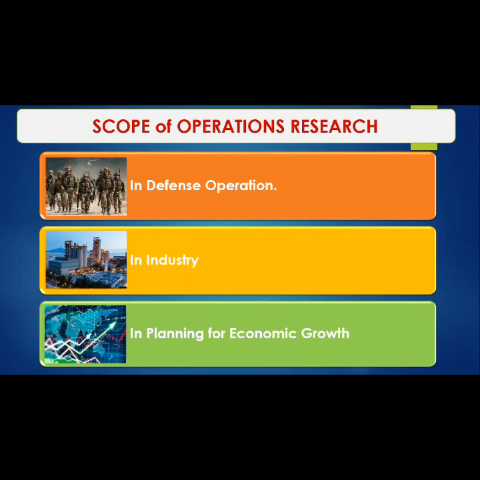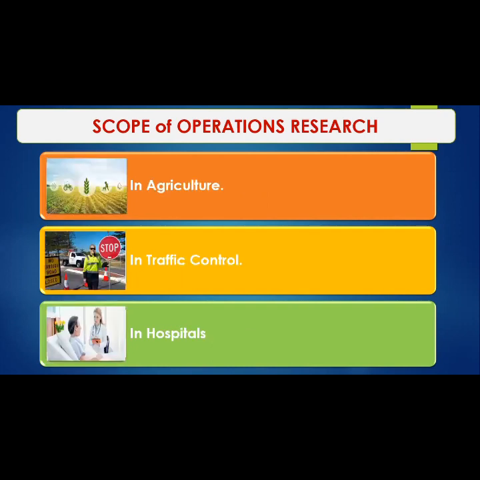Another is in industry. Why in industry? Because remember that managers in the industry make decisions, and when they make decisions, they will make use of operations research tools in order to arrive at a certain optimal solution. Also, it can be applied in planning for economic growth, in agriculture, in traffic control, and in hospitals. Again, I would like to reiterate, these are just some of the many examples or applications of operations research. Again, these are the scope of operations research.